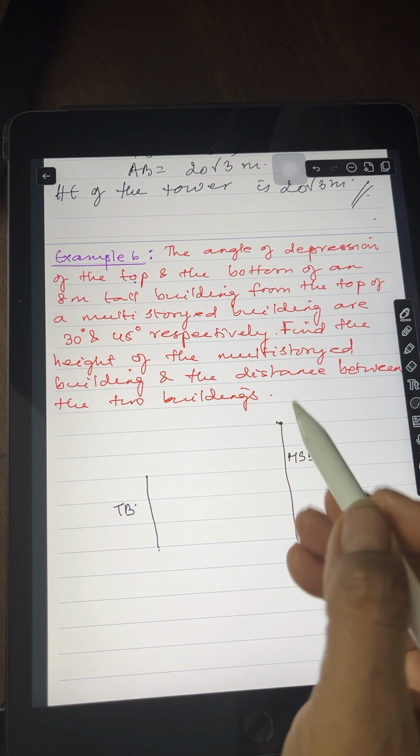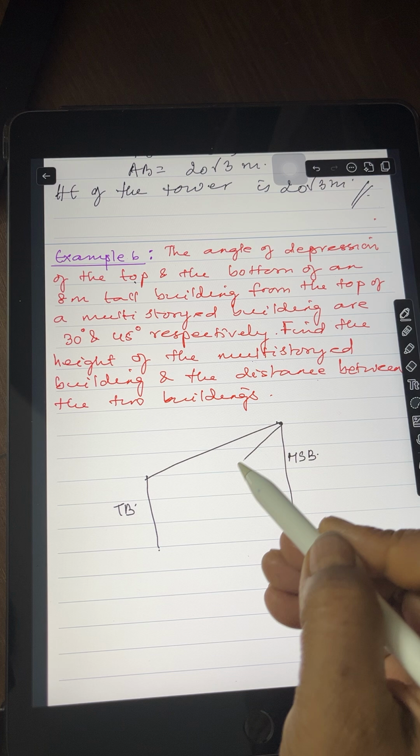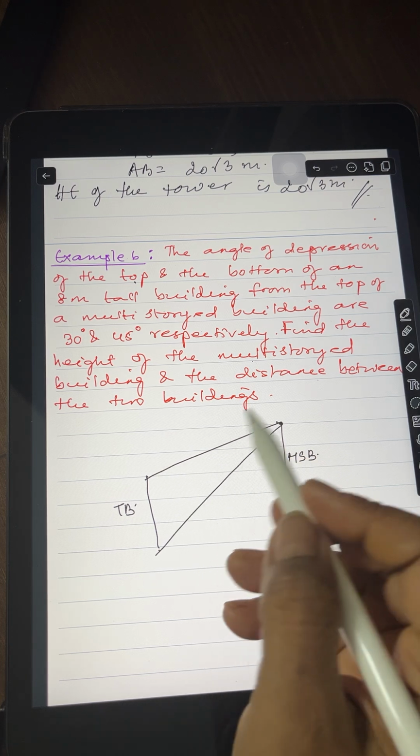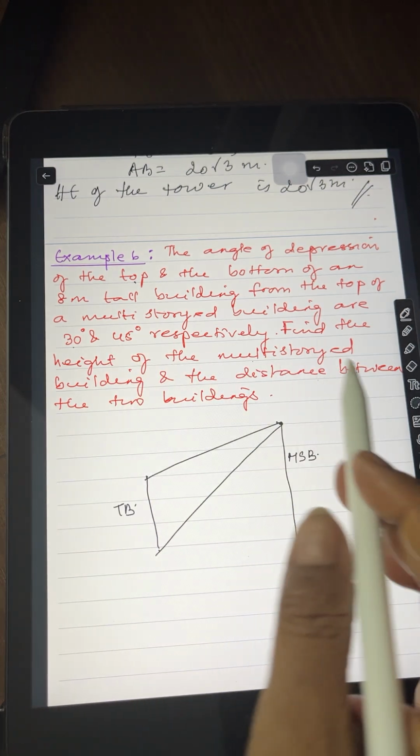So from here the angle of depression, this is an angle of depression and this is an angle of depression. He is saying the two angles of depression are 30 and 45 respectively.